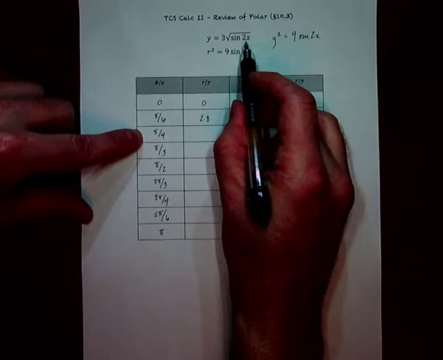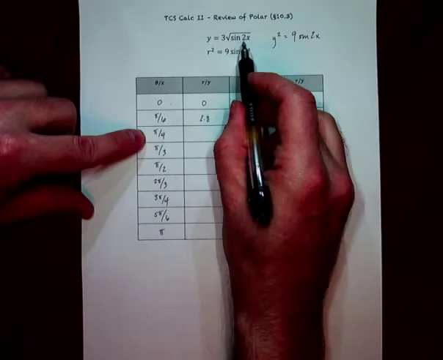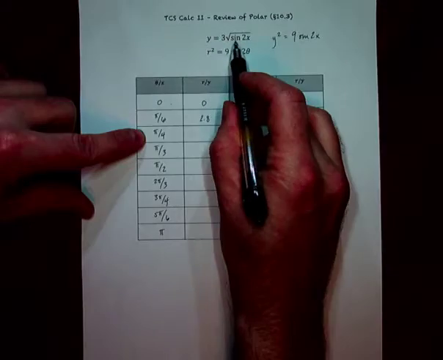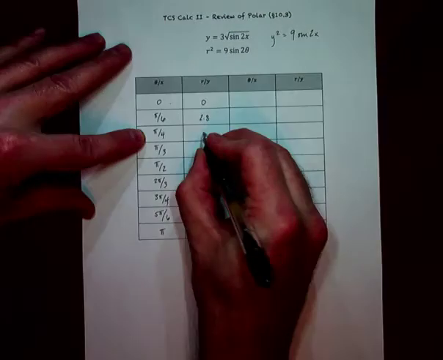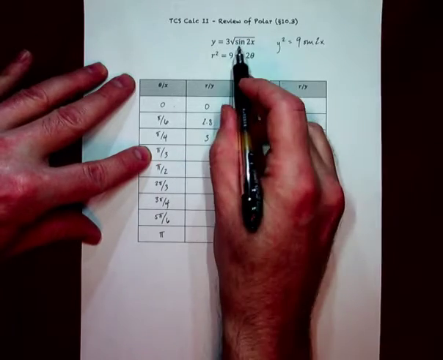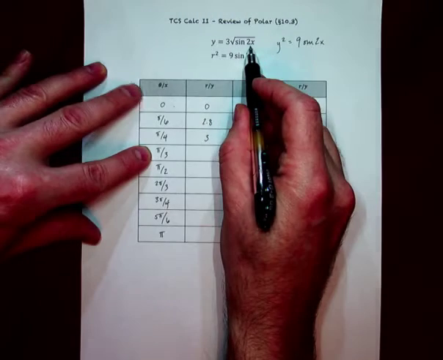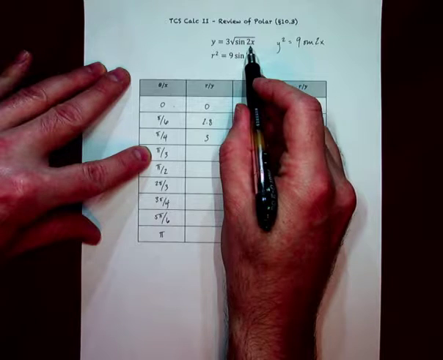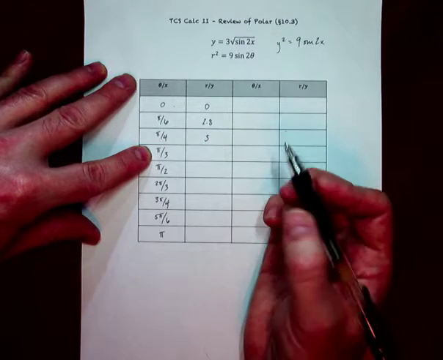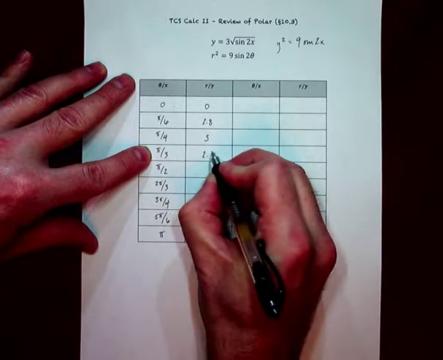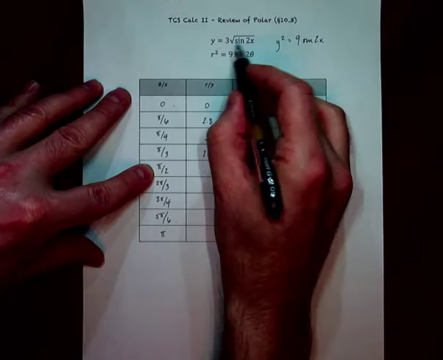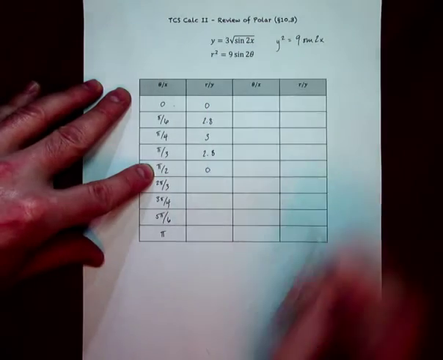Now, pi over 4. Sine is not going to see pi over 4. Sine's going to see pi over 2, and the sine of pi over 2 is 1. Square root of 1 is 1 times 3 is 3. Now, pi over 3, sine is going to see 2 pi over 3. And sine of 2 pi over 3 is the same as sine of pi over 3, which is what you had when you plugged in pi over 6. So you're going to get the same output here. And at pi over 2, sine is going to see pi. Sine of pi is 0, and it returns to 0.